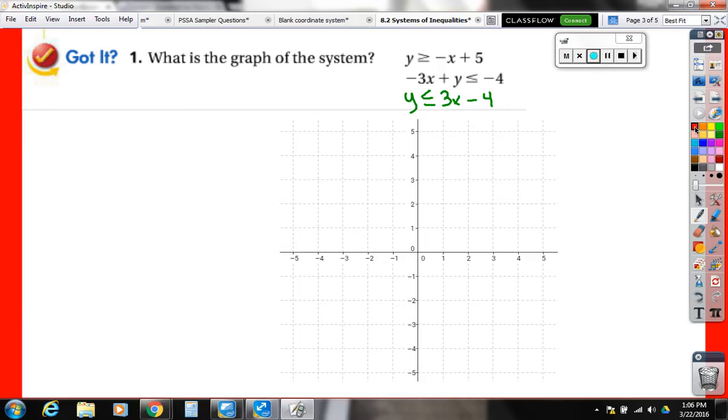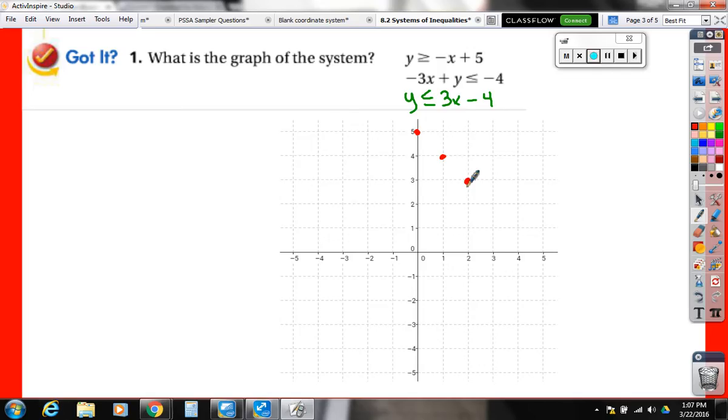Like this? This first one. Oh, okay, so you go to positive 5, good, and go down. Good. Then 1 over 1. Another one. Okay, am I going to use a solid or a dashed line?